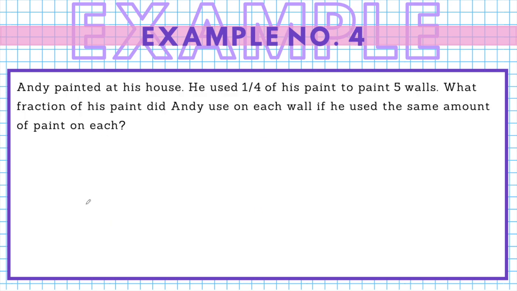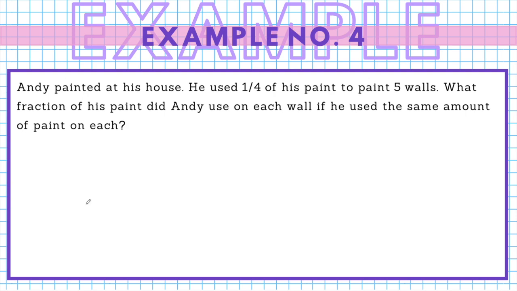Example number 4. Andy painted at his house. He used 1/4 of his paint to paint 5 walls. What fraction of his paint did Andy use on each wall if he used the same amount of paint on each? Now, take note, he used only 1/4 of the paint to paint 5 walls. Now, we have to know what fraction of paint is used from each of the walls.